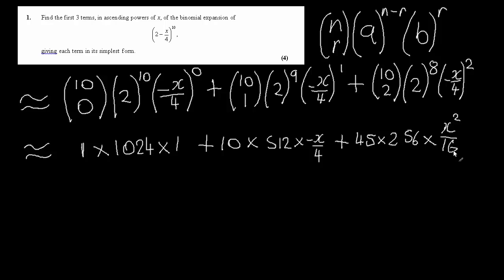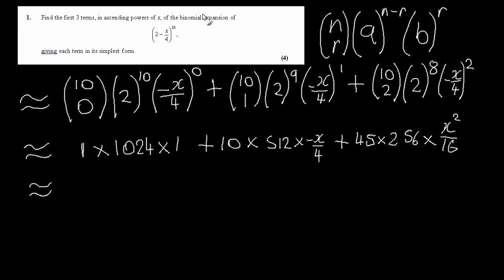Now getting that 16 at the bottom is a really common mistake. So just remember that if you're squaring minus x over 4, you need to multiply top and bottom by itself. So x times x, x squared, 4 times 4, 16. So we're nearly there now. All we need to do is put it into its simplest form.